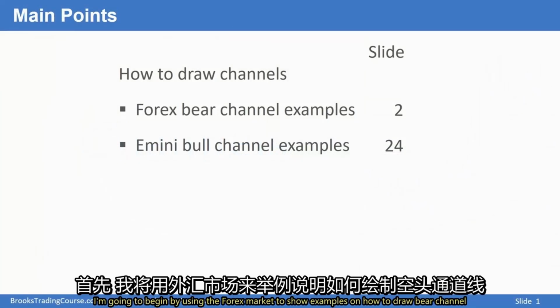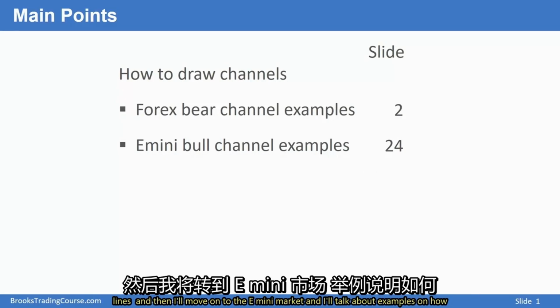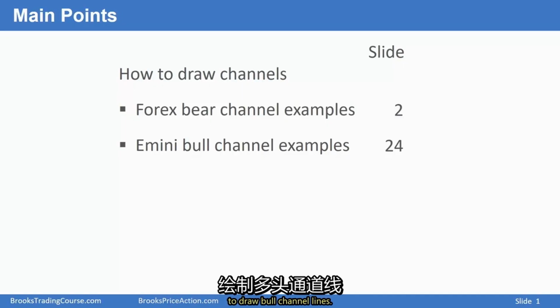I'm going to begin by using the Forex market to show examples on how to draw bear channel lines. And then I'll move on to the E-mini market and I'll talk about examples on how to draw bull channel lines.